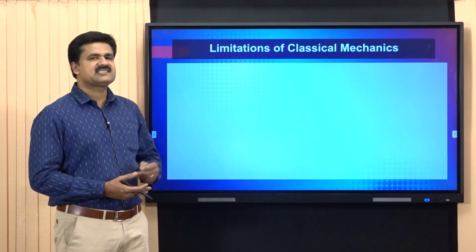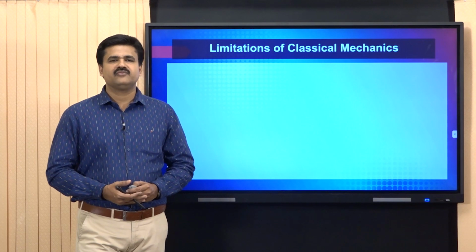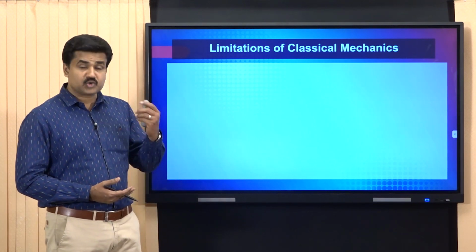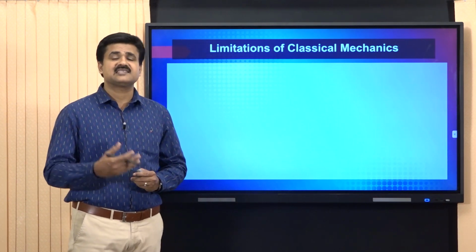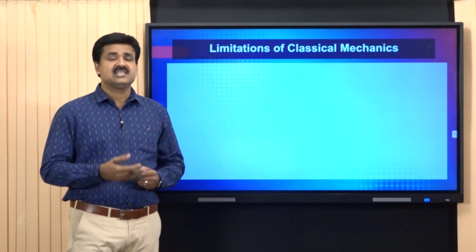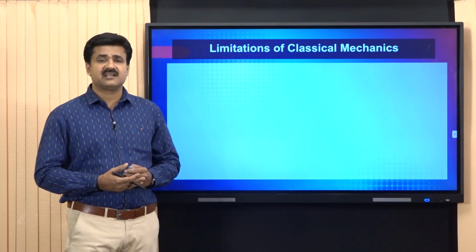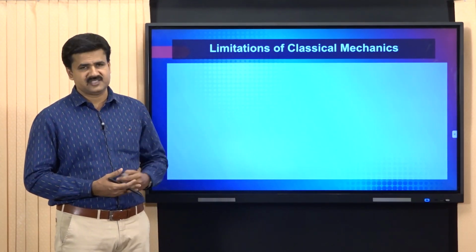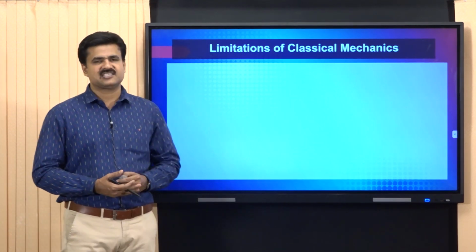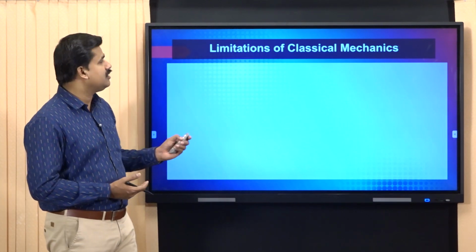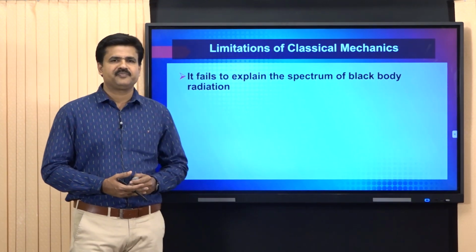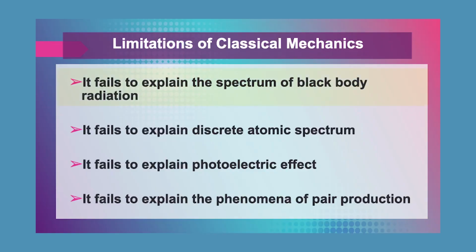Now, we are discussing limitations of classical mechanics. It should be noted that there are several limitations for classical mechanics. As far as the microscopic properties are concerned, the limitations are very many. And in the present discussion, we are focusing on various limitations of classical mechanics. First of all, classical mechanics fails to explain the spectrum of black body radiation.